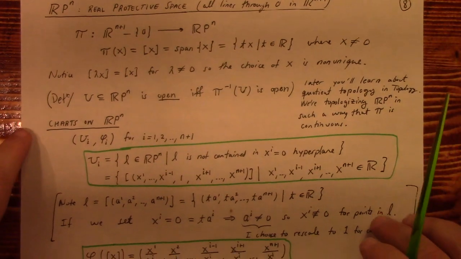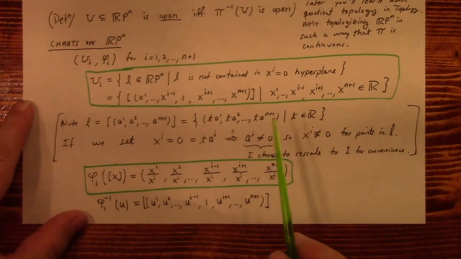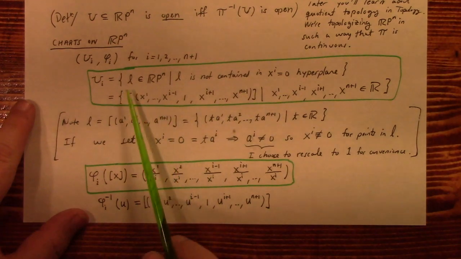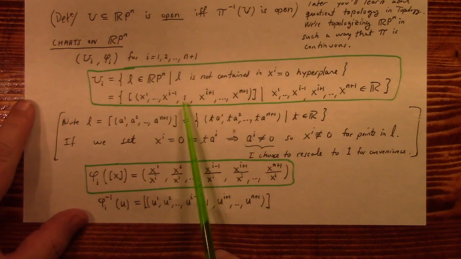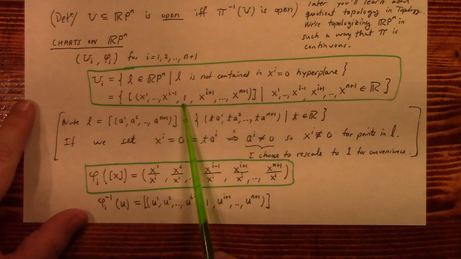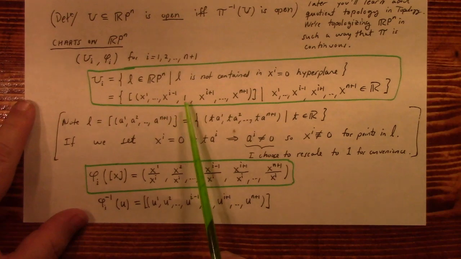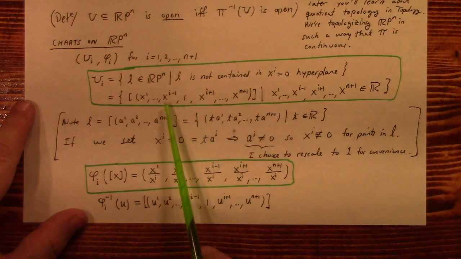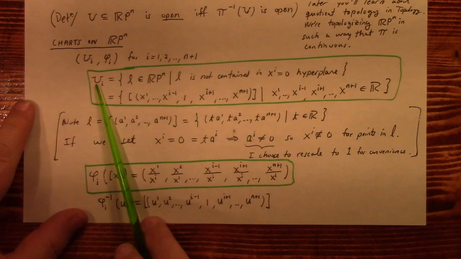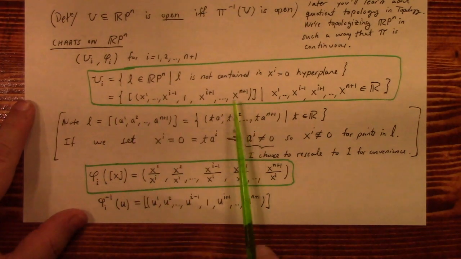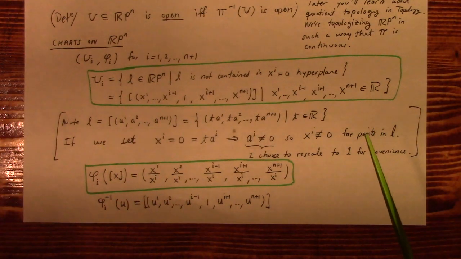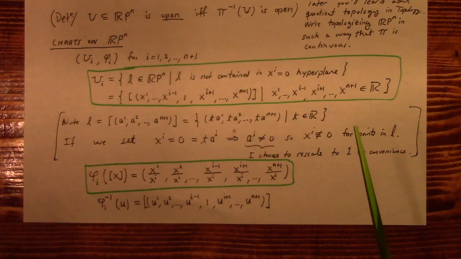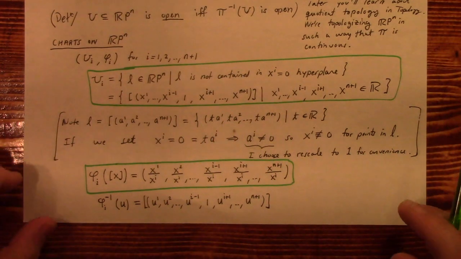Here are the charts for a real projective n space. We simply look at all the lines where the ith coordinate is non-zero. So we insist that the direction vector for the line not have a 0 entry at the ith position. All such lines collectively form the chart U_i, and we do that for each i ranging from 1 to n plus 1. That gives us n plus 1 charts for real projective n space. Those are the chart domains. What are the formulas for the chart?